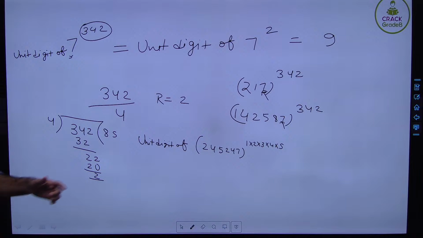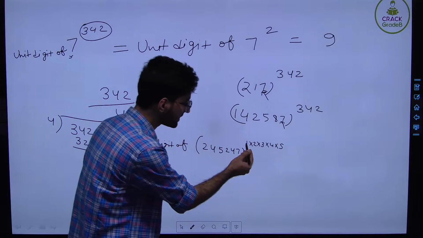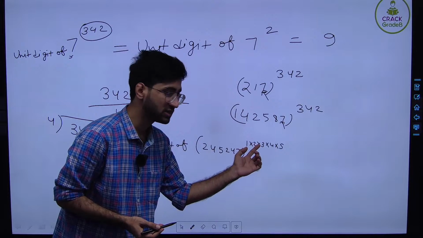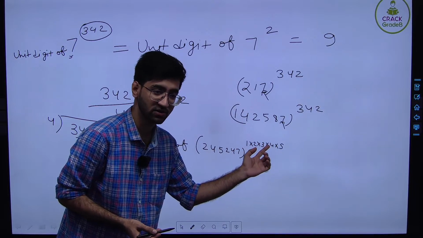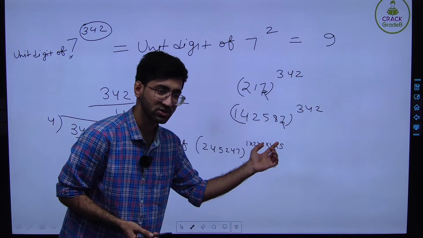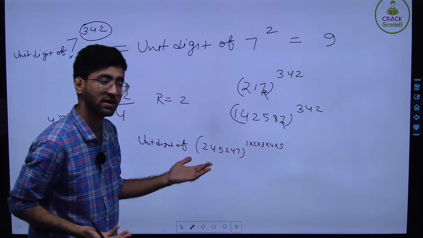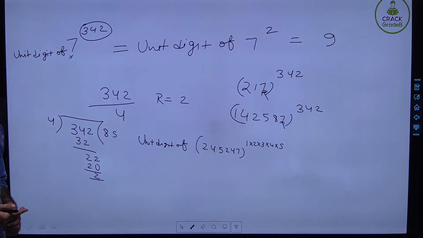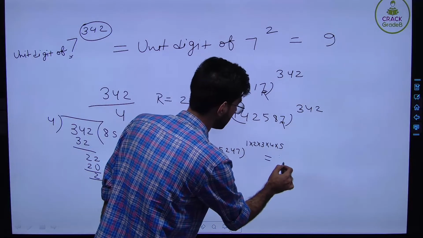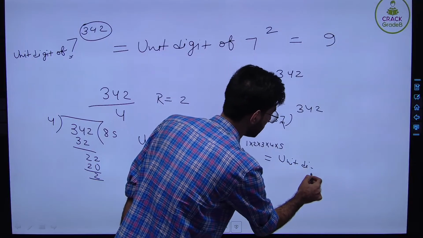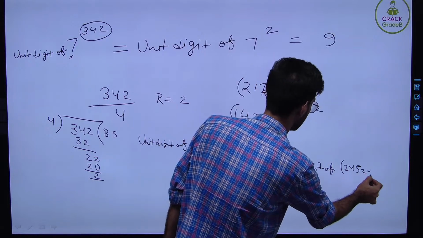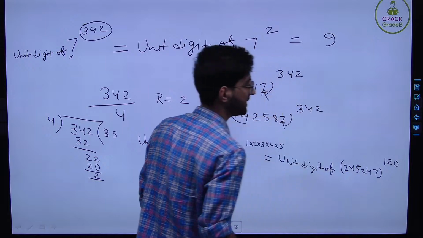Okay, everyone should try to solve this question. Don't worry after looking at this multiplication. 1 into 2 is 2, 2 into 3 is 6, 6 into 4 is 24, 24 into 5 is 120. So again this question is 7 to the power 120, right? It means it is simply a question of the unit digit of 245247 to the power 120.